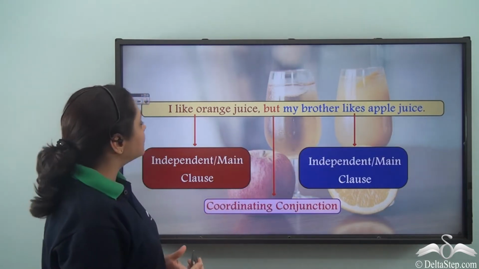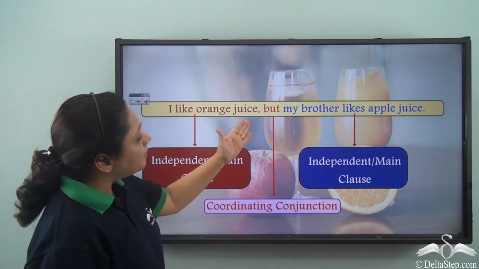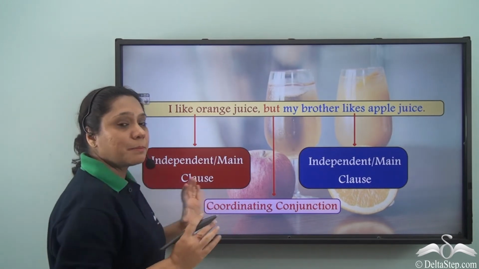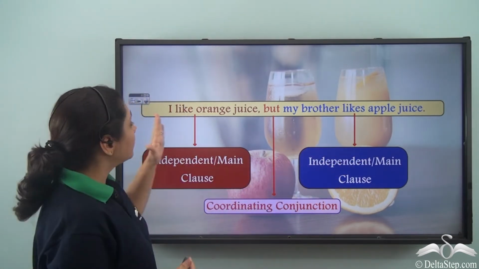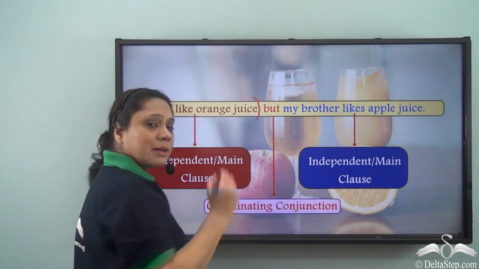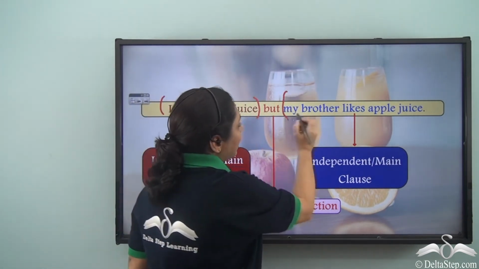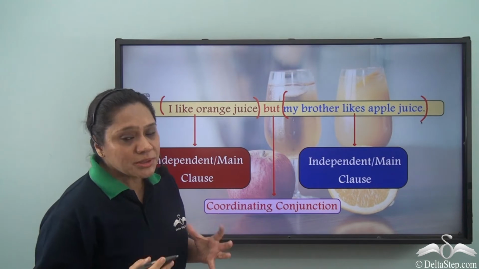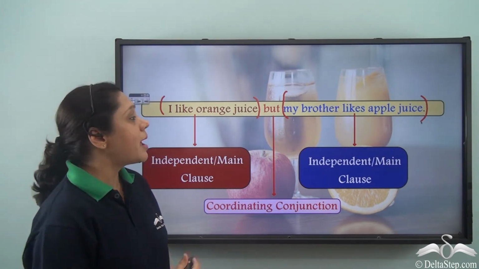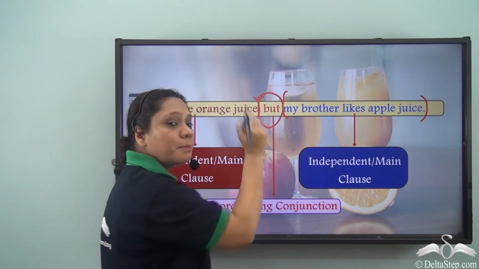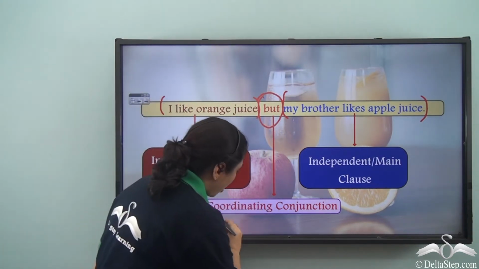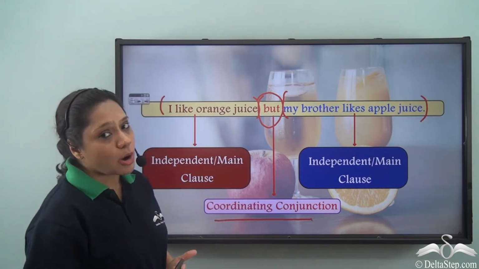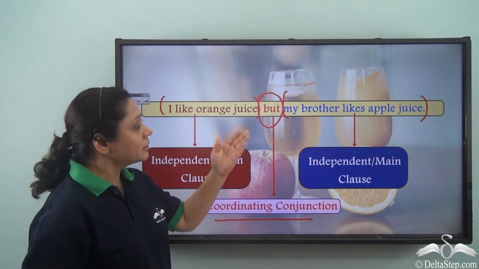So the entire sentence, I like orange juice, but my brother likes apple juice, is made up of two independent or main clauses. What are they? I like orange juice is one independent clause, and my brother likes apple juice is another independent clause. Now, both these independent clauses are joined by the conjunction but, and we know but is a coordinating conjunction. So, this sentence has two main clauses joined by a coordinating conjunction but.